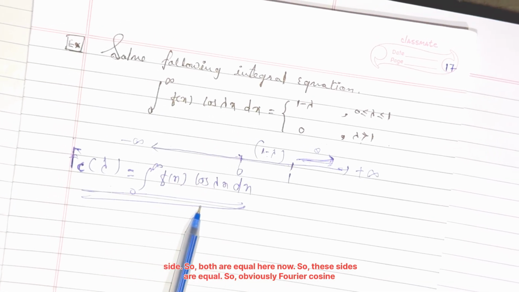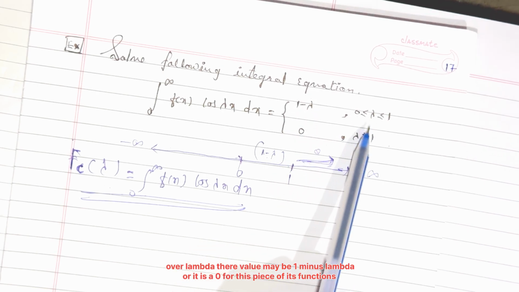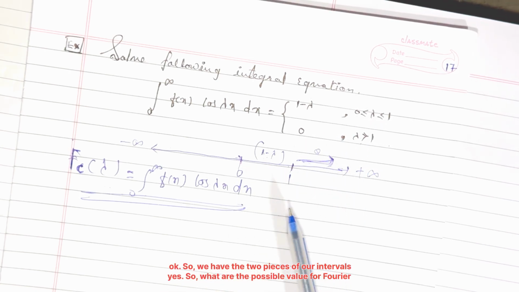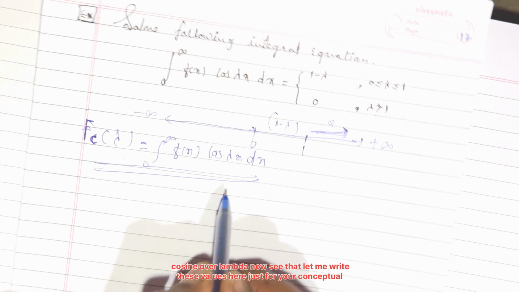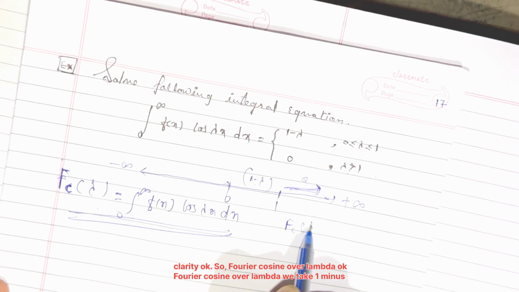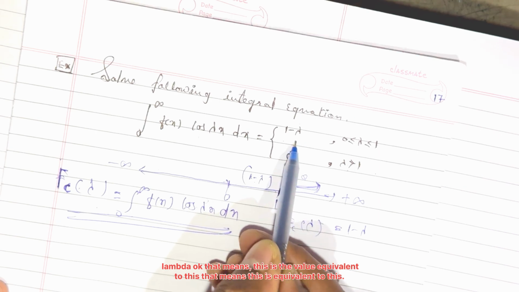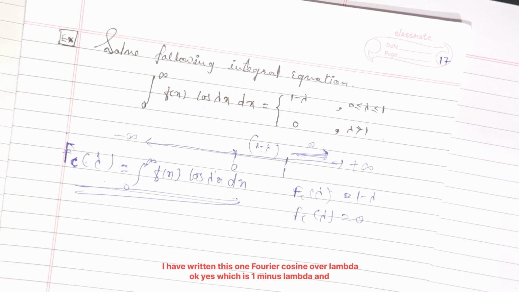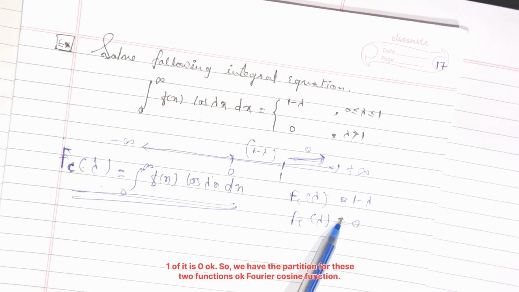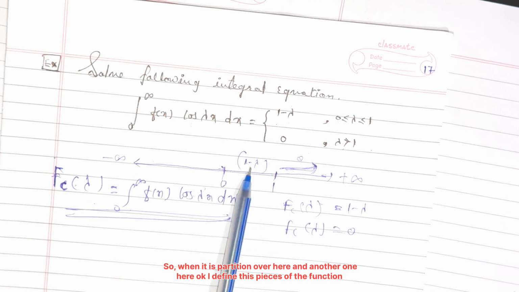So obviously the Fourier cosine transform of lambda has value 1 minus lambda or 0 for these piecewise functions. We have two pieces of our intervals. So what are the possible values for F_c of lambda? Let me write these values here for conceptual clarity. F_c of lambda is 1 minus lambda for one piece, and F_c of lambda is 0 for the other. I hope you all have understood how I have written this. We have the partition for these two pieces of the Fourier cosine function, and I defined these pieces over here.